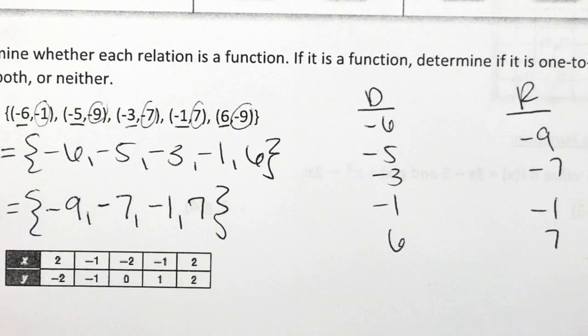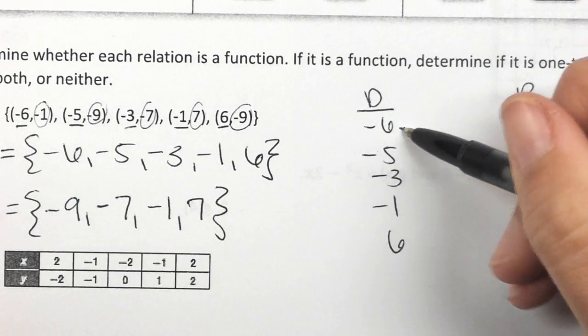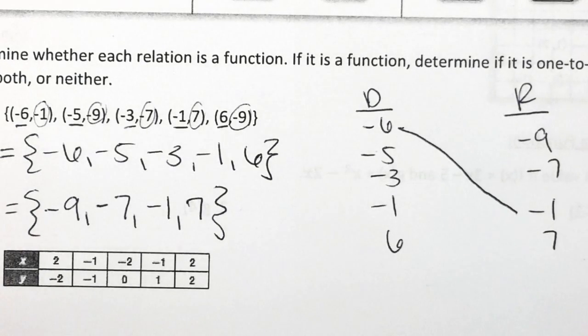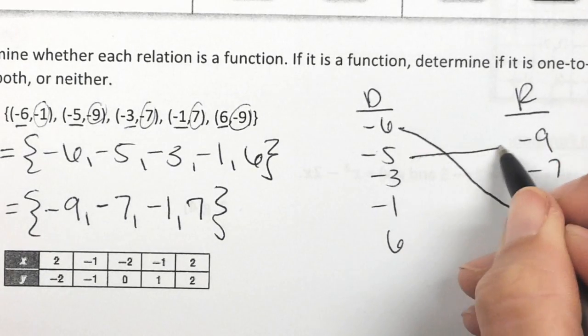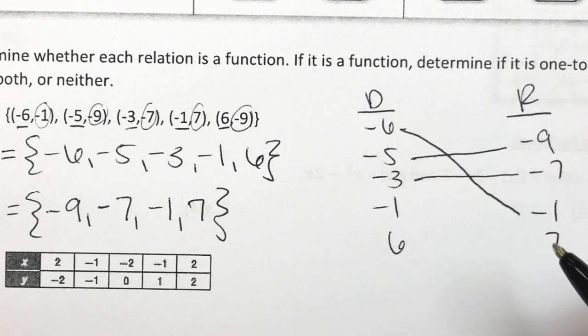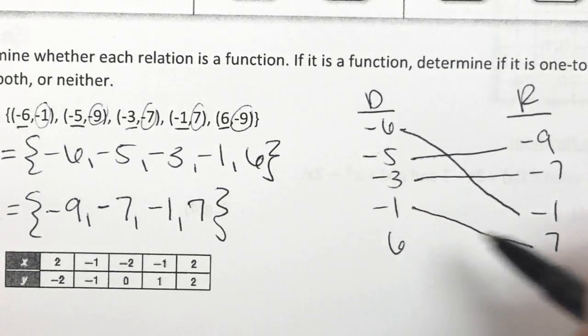And now we're just going to draw lines connecting to what is its y value. So what is -6's y value? -1. Good. So I will make a line connecting them. What about -5? -9. And then -3 goes to -7. -1 goes to 7. And 6 goes to -9.